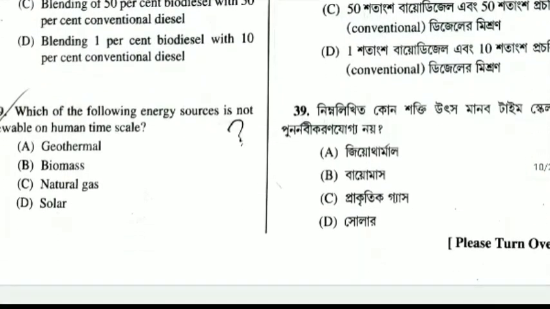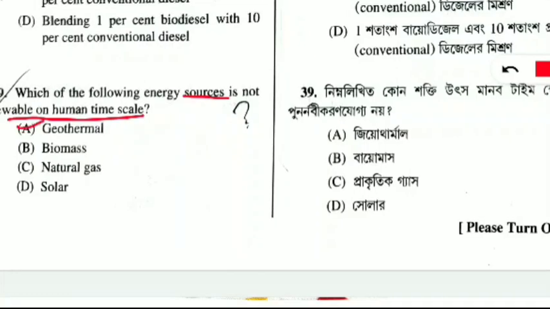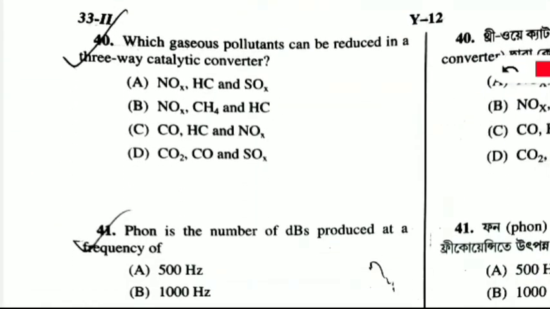Let's move to the next question, question 39. This is also very frequently asked and some of you are confused about it. Which of the following energy sources is not renewable on human time scale? So here the correct option will be option A, geothermal energy. It is actually a renewable energy, but on human time scale it is non-renewable. So option A will be correct for this question. Coming to the next question, question number 40. I hope you are noting down all these things, very important.